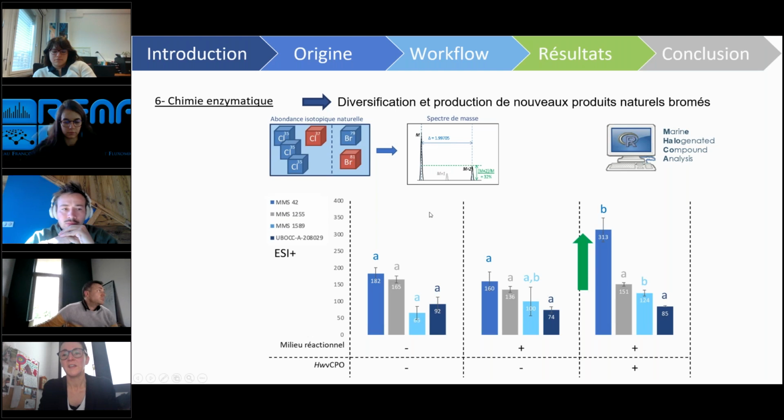And you can see here that, at least for the first strain, MMS42, which is Penicillium expansum, with the enzymatic treatment you have a clear increase in the halogenated features that we could detect from the HPLC-MS profile. So that was quite consistent here for the first strain. So we investigated this one a little bit more. Please next.